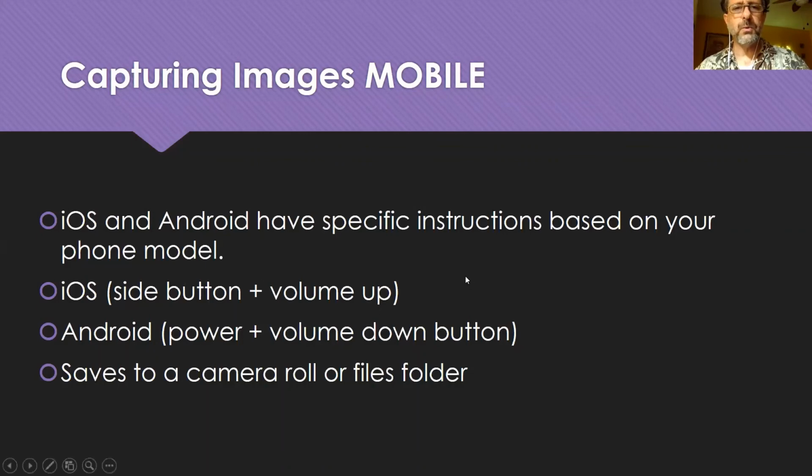iOS and Android are the two most common operating systems that we would be dealing with. iOS very often is going to be the side button and the volume up. Android very often is going to be the power and volume down, but you really should look at the directions for your specific phone, your specific year. And then those will save to slightly different places, again, based on your phone. Very often on iOS devices, you can find it in a camera roll. On Android devices, you can find it in some sort of files folder or images folder or download folder.